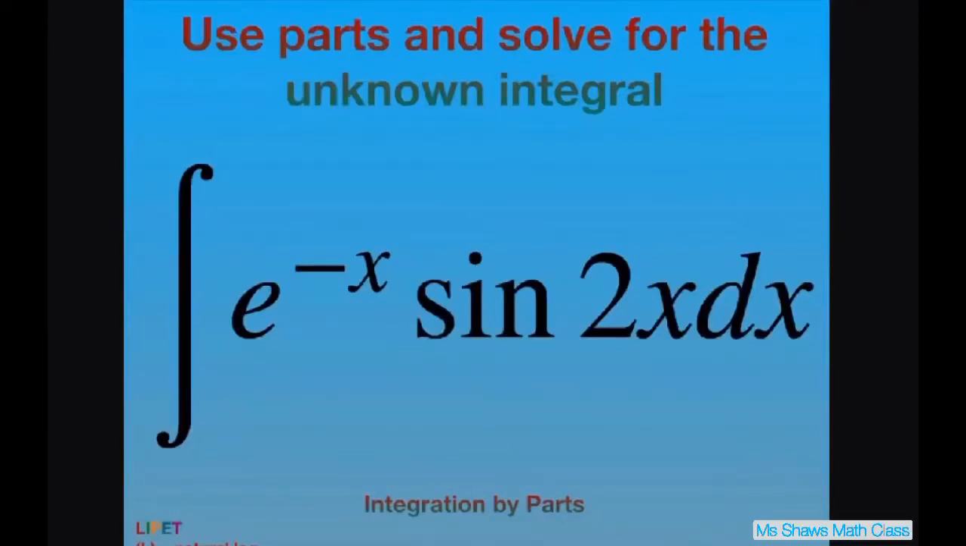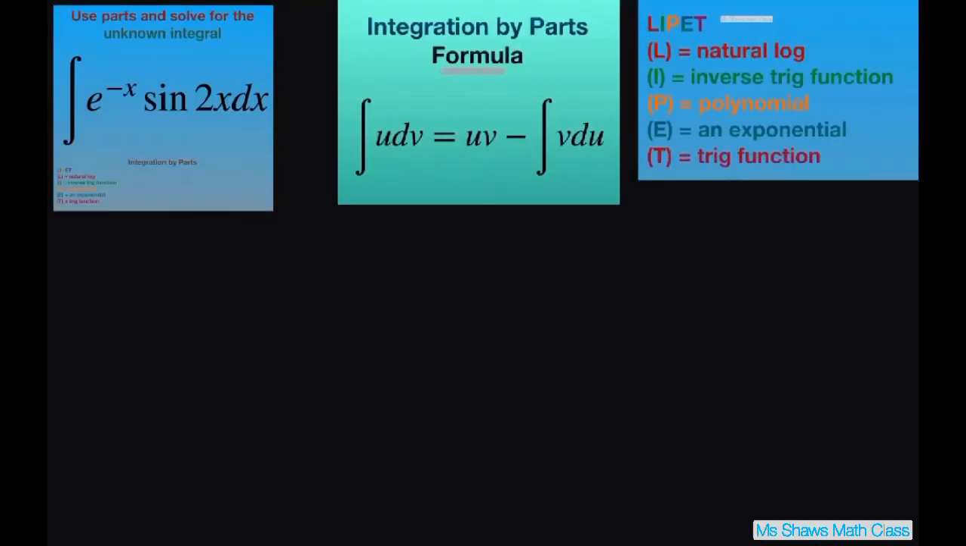Hi everyone, we're going to use integration by parts and solve for the unknown integral. We have e to the power of negative x times sine 2x dx. We're going to let u equal our exponential and dv equal our trig. So this is going to be our u, and this is going to be our dv. I'm going to call this whole thing I, just to save space. Anytime I'm writing this integral down, I'm going to write it as I.